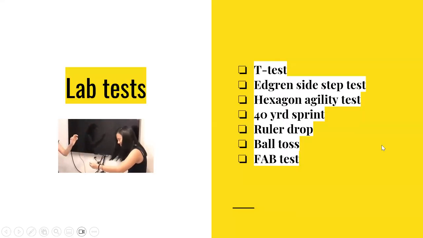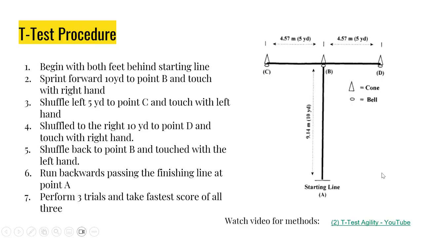All right, so let's move on to the other test that we're going to perform for lab. This is the T-test procedure. You're going to begin with both feet behind the starting line here, and you're going to sprint forward 10 yards to point B. And you're going to touch the cone with your right hand. Then you're going to shuffle left 5 yards to point C and touch with your left hand.